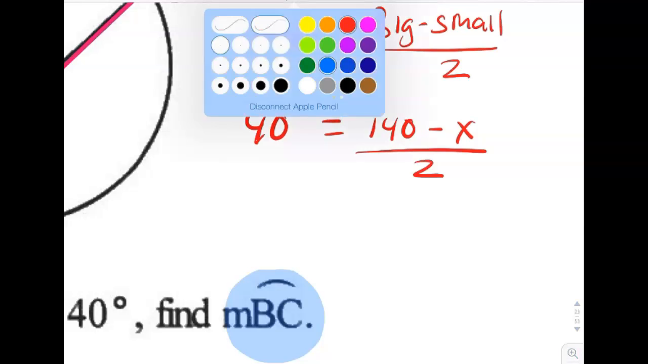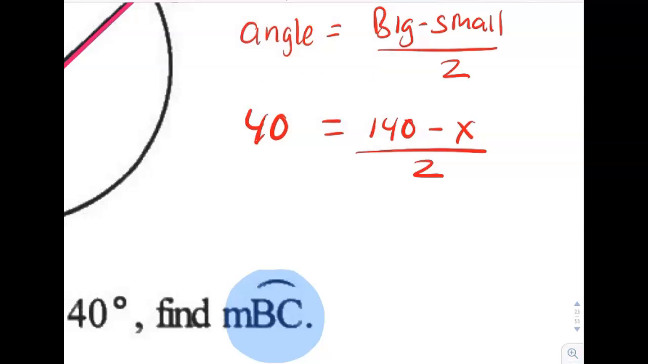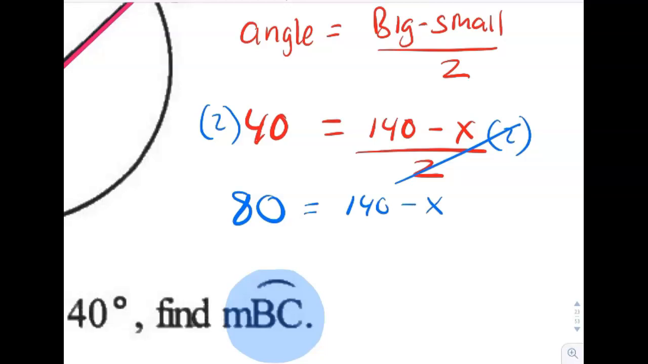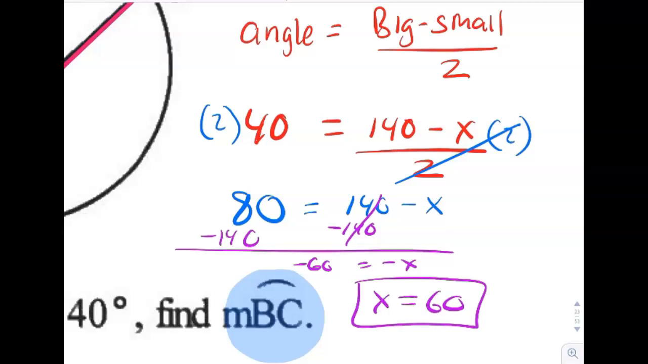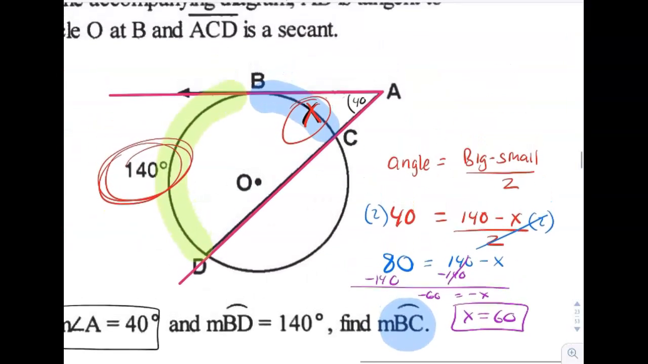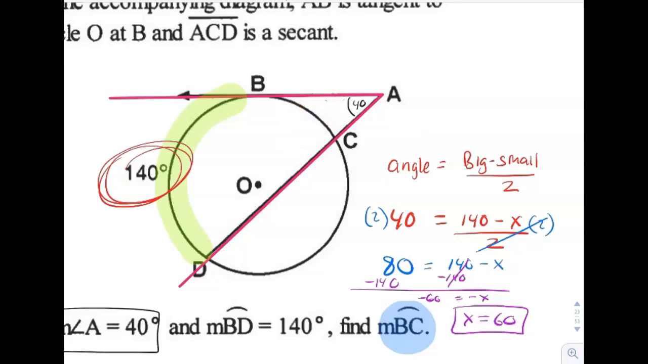So now this is going to be a perfect segue into the algebra that we're going to review for next year. But to clear the 2 on the bottom, I'm going to multiply both sides by 2. So that gets rid of the 2 in the denominator. So now I have 80 equals 140 minus x. And I'll take away 140 from both sides, which is negative 60 equals negative x. But then if they're both negative, then they're both positive, because you divide by negative 1. So 60 is the answer. And if you want to double check it, if we put 60 here, 140 minus 60, right? 140 take away 60 is 80, divided by 2 is 40.